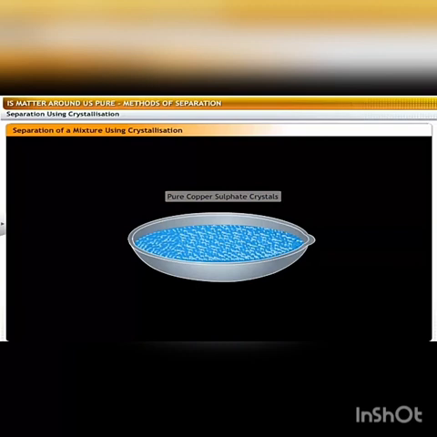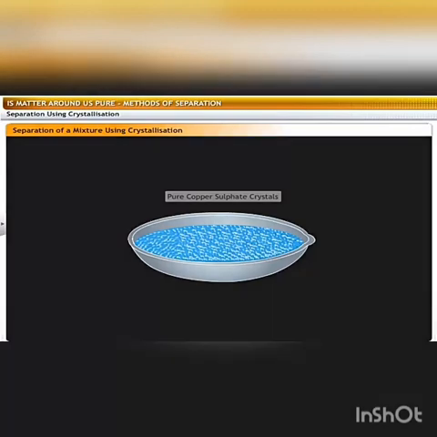After a day, you will find crystals of copper sulfate in the dish. This time, the crystals will be pure. This process is called crystallization. It is used to purify solids.